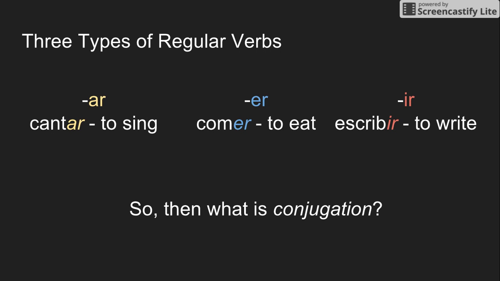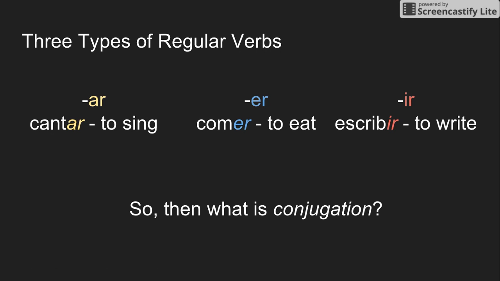So there are three types of verbs. And first, I think it's important just to establish what is a verb. So a verb is an action. In English, we could say to hike, or run, or visit. But there will always be the word to in front of it, especially when we're translating from Spanish. So cantar would be to sing. To eat would be comer. And to write would be escribir. Notice that there are three types. One that ends in AR, one that ends in ER, and one that ends in IR.